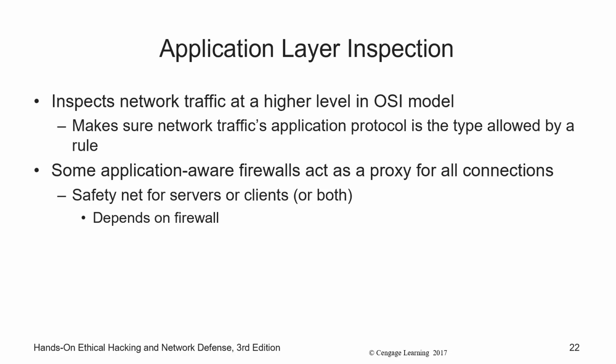Application layer inspection allows you to look at network traffic at the application layer. So layer 7 in the OSI model, it allows you to look at network traffic, the application protocol that's being used, and specific types. And some application firewalls also act as proxies for connections.